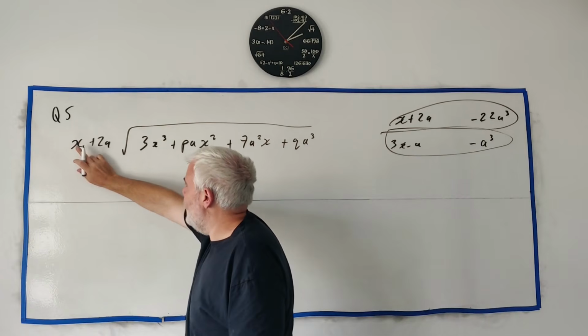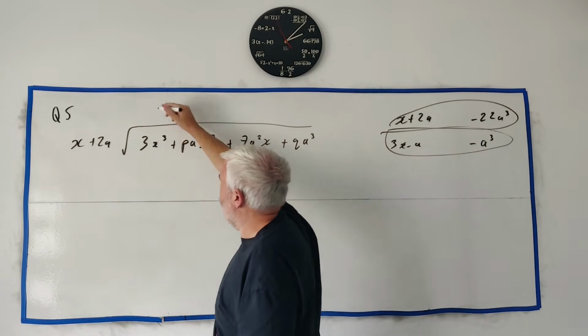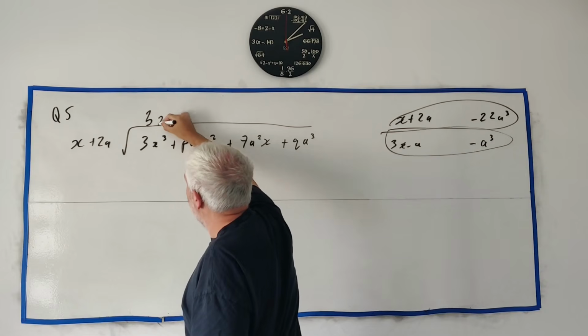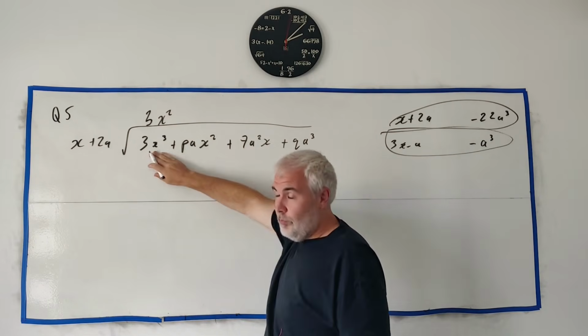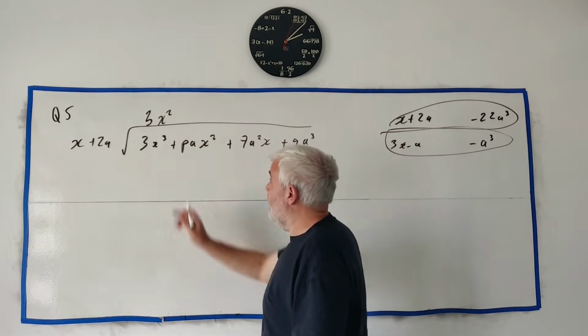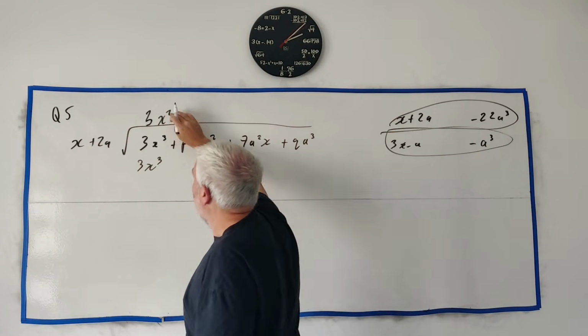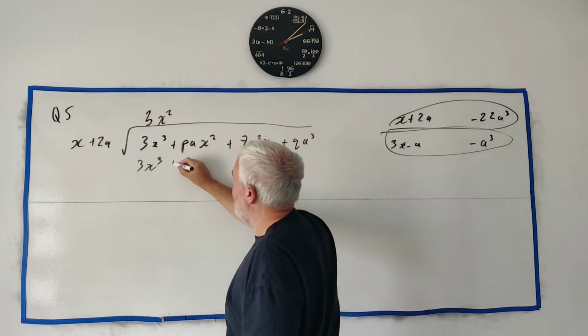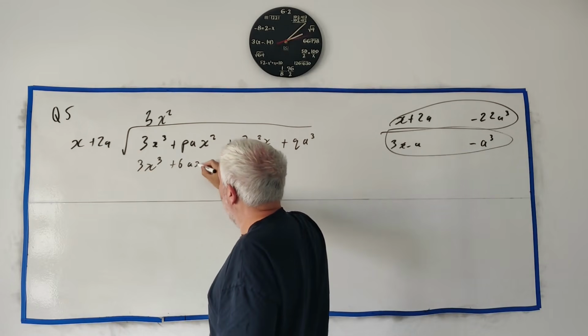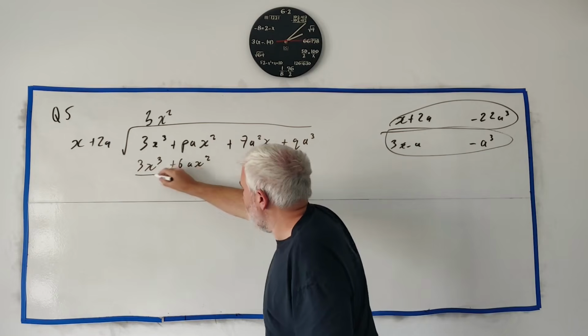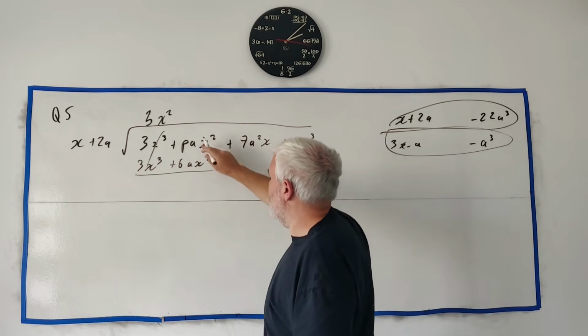Right, what number multiplies by x to get 3x squared? That would be 3x squared. Multiply 3x squared by x, we get the same thing. 3x squared by 2a, we get 6ax squared. We'll take these away, that cancels.